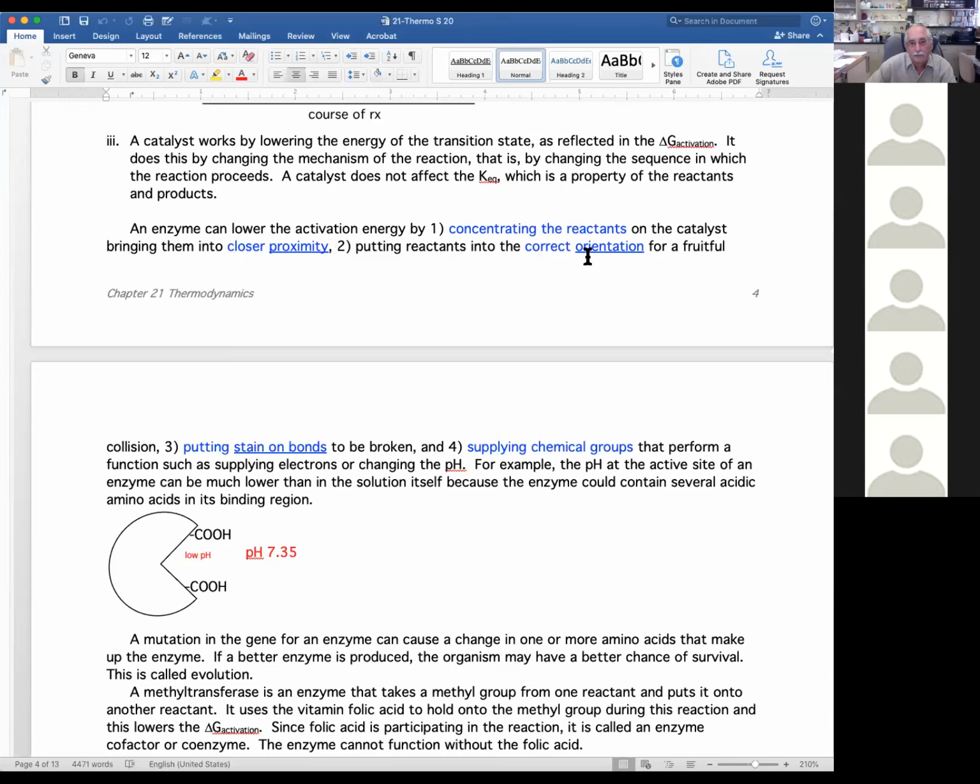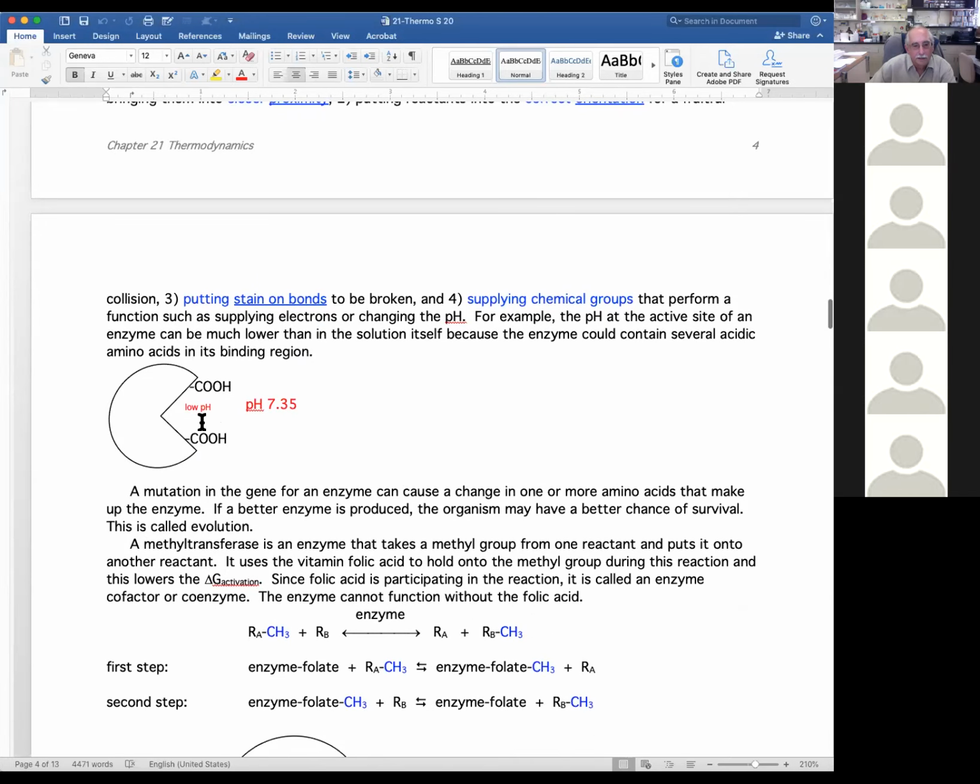And then it puts them into the right orientation. So now every collision is going to be fruitful. And it puts strain on the bonds to be broken. And it adds chemical groups that perform the function, such as supplying electrons or changing the pH or whatever it is. So my point here is that if I put a bunch of acidic amino acid groups on the surface of this protein right here, the effective pH right here is going to be way different than out here in the media.